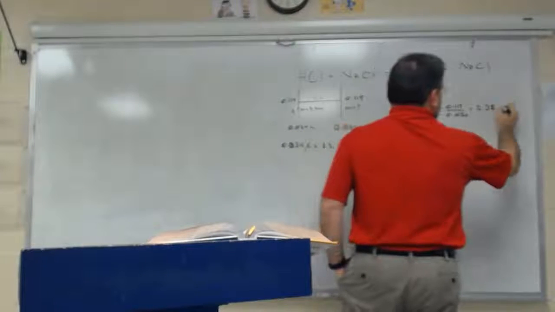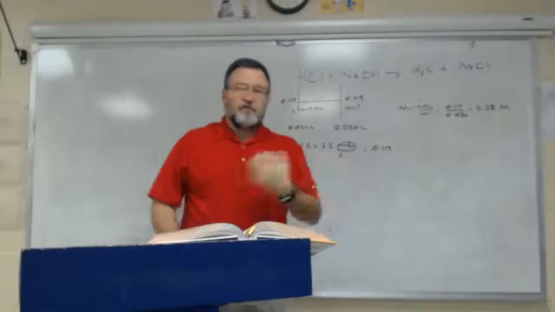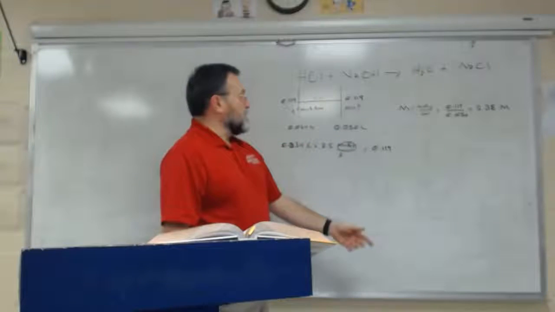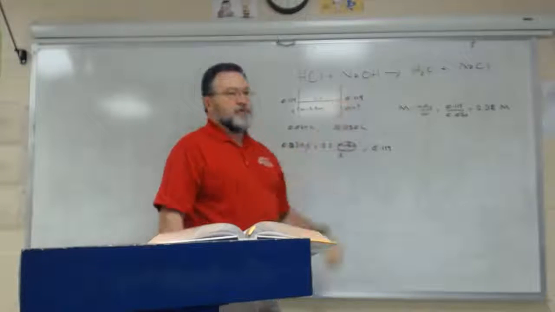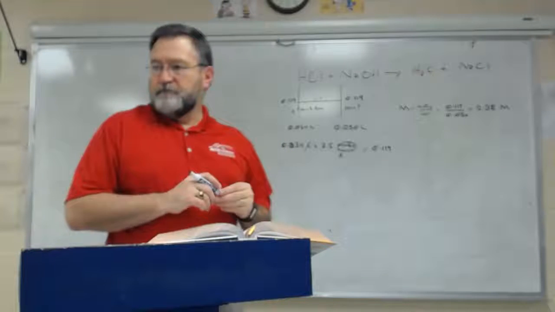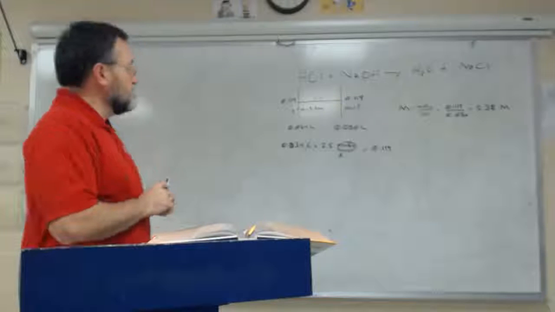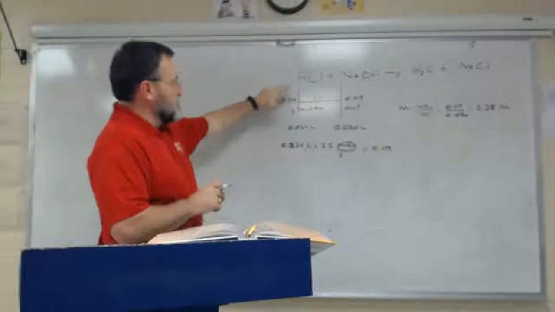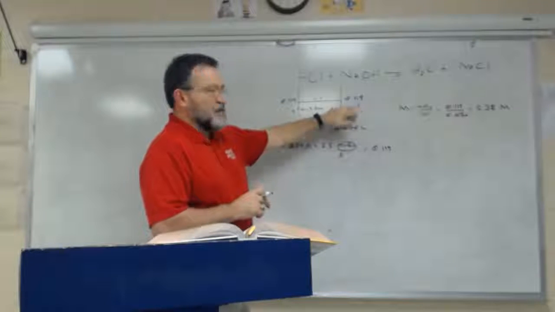It's 2.38 molar. What's that mean? For every liter of my sodium hydroxide, there are 2.38 moles of sodium hydroxide. How do I know that? Because within 0.050 liters of sodium hydroxide, there are 0.119 moles of sodium hydroxide. And that's problem number 9. Volume times molarity gives me moles. Moles relate to moles. Moles divided by the volume gives me the molarity.